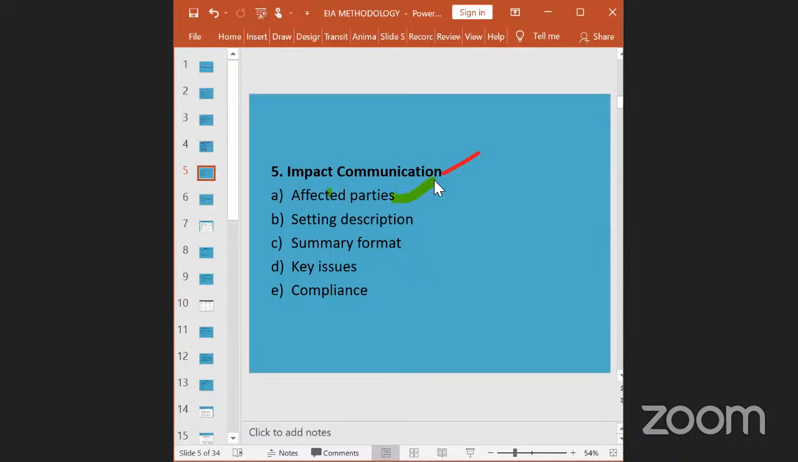First one is affected parties, setting description, summary format, key issues and also compliances. So affected parties: this methodology should provide a mechanism for linking impacts to some specific affected geographical or social groups, right? So these are the affected parties. And next, setting.